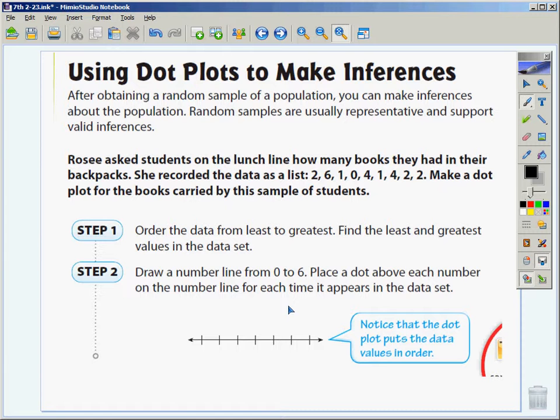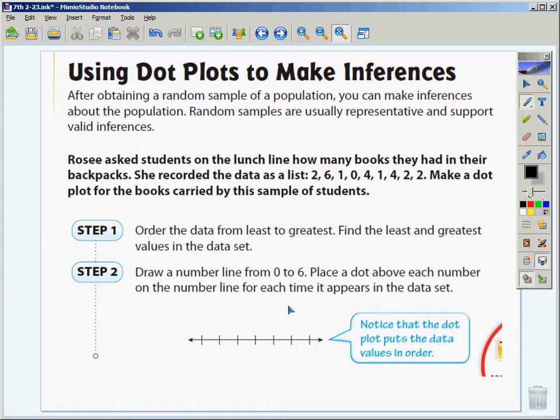So if you take a look right there on the front, you're going to see this. After obtaining a random sample of a population, first off, they told me that my sample was unbiased, that it was random. You can make inferences about the population. Random samples are usually representative and support valid inferences. What would make them invalid inferences? If the sample was what? Biased. Then you couldn't make a good inference from it.